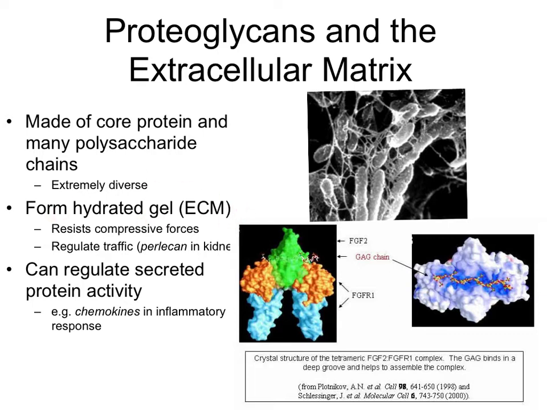They form a hydrated gel as part of the extracellular matrix. They resist compressive forces and regulate traffic. They can regulate secreted protein activity, for example, chemokines and the inflammatory response. And most ECM proteins and growth factors have binding sites, as you can see, for GAGs, or glycosaminoglycans.